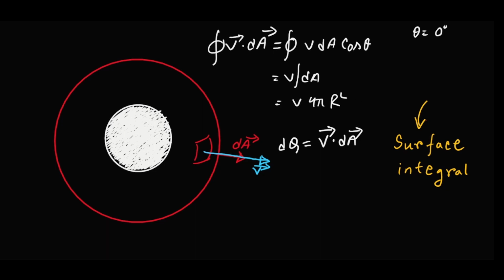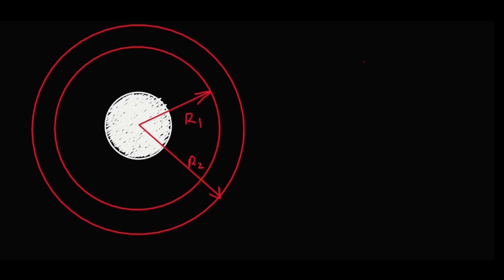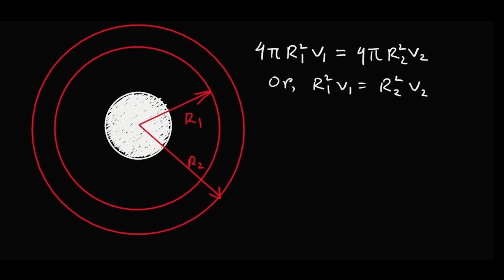Now let's make an interesting observation. Let's consider two surfaces with radius r1 and r2. As the same amount of fluid is flowing through each of the surfaces, we can equate them. After a bit of calculation, we get r1 squared times v1 is equal to r2 squared times v2. That means we can write v times r squared is equal to some constant k. We can also write v is equal to k divided by r squared.